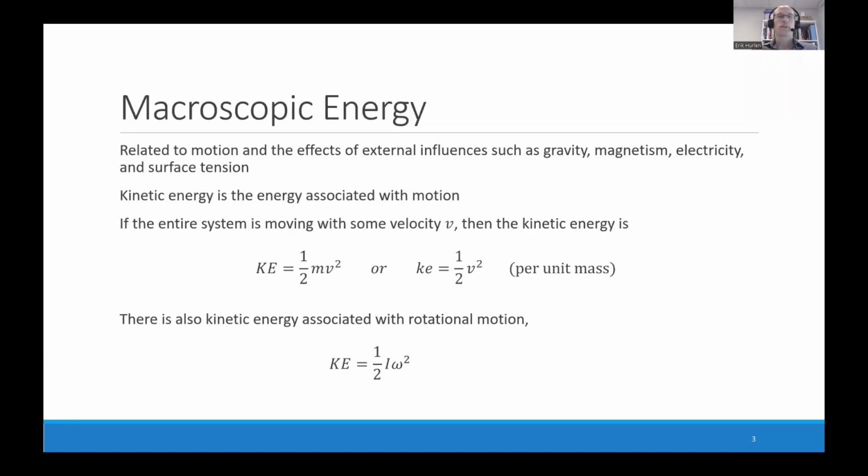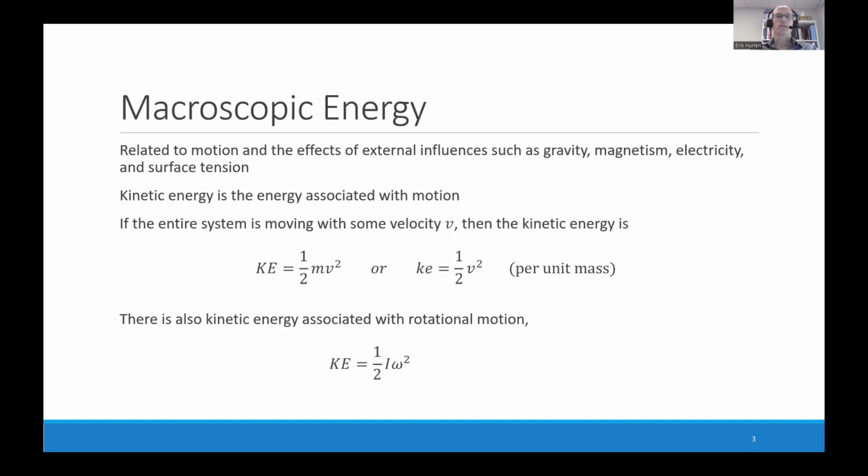Energy can be split into many categories. We saw one classification on the previous slide that dealt with types of energy. It can also be based on scale. There are macroscopic and microscopic forms of energy.